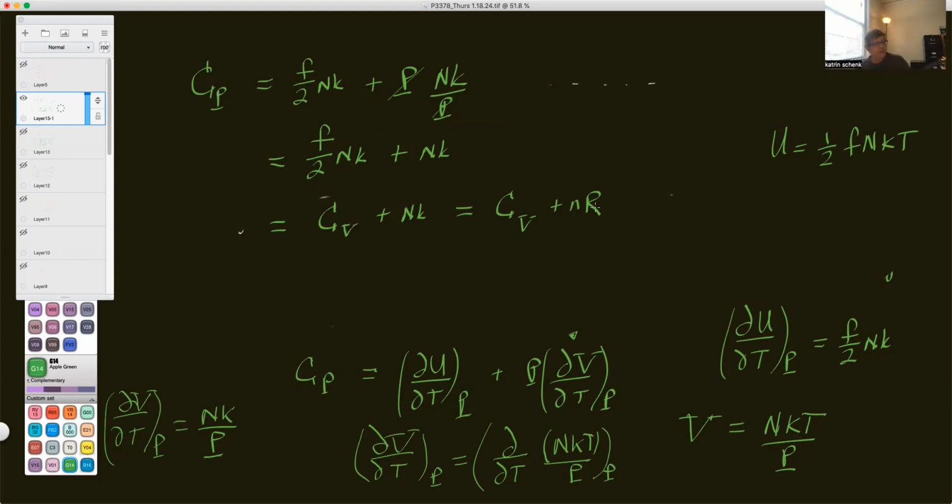Actually, let me write down one more thing, just as a note. If you go up to this equation, you can see that this is F over 2 plus 1 times NK. So given the degrees of freedom, you already know what CP is, as we also know what CV is. But we have to be careful about the fact that in general not all degrees of freedom are accessed at all temperatures.